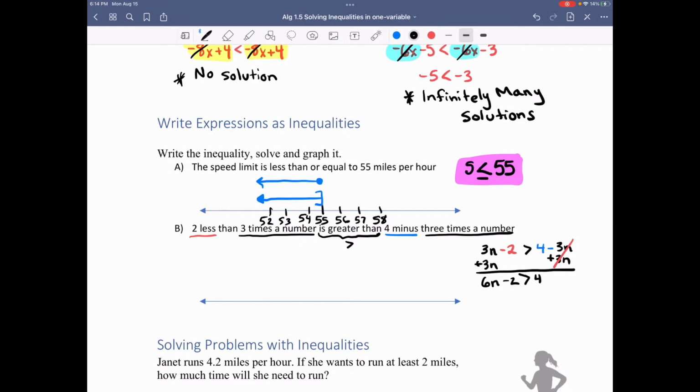Now it's just a two-step inequality. Add 2 to both sides. The 2 and the negative 2 cancel. Bring down 6n, bring down greater than. 4 plus 2 is 6. The next step is to divide by 6.